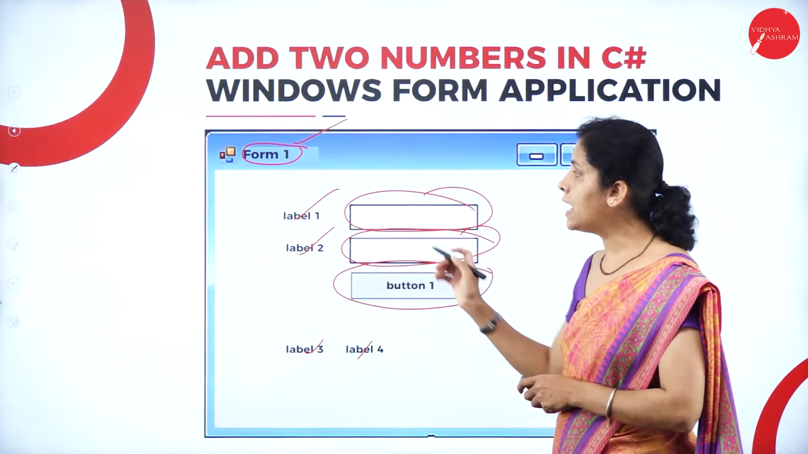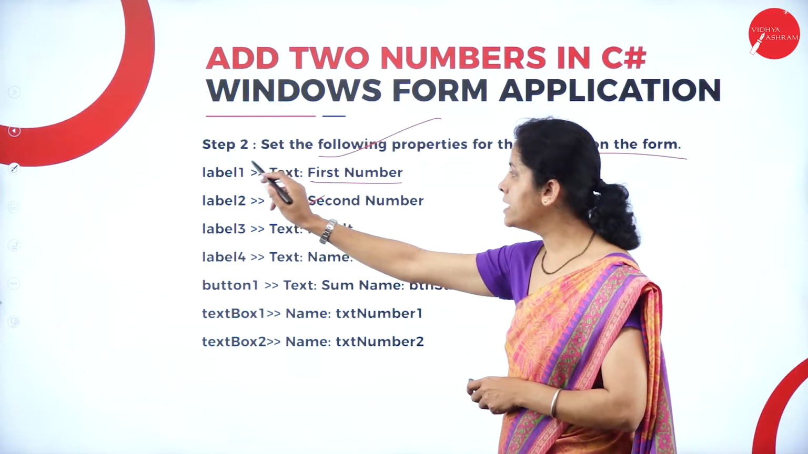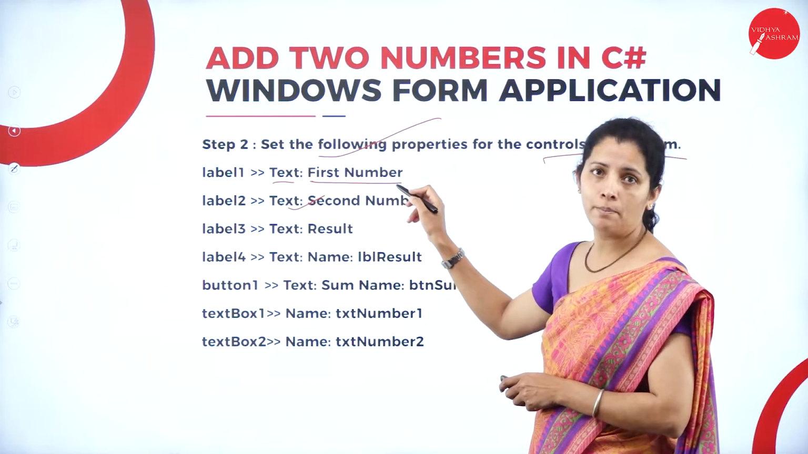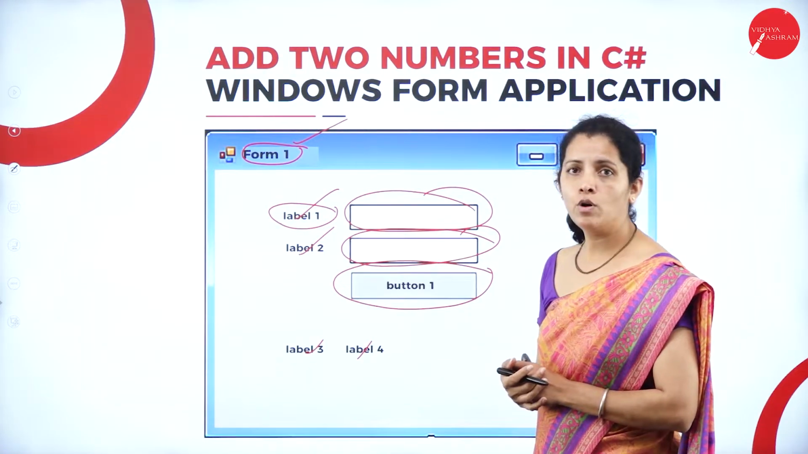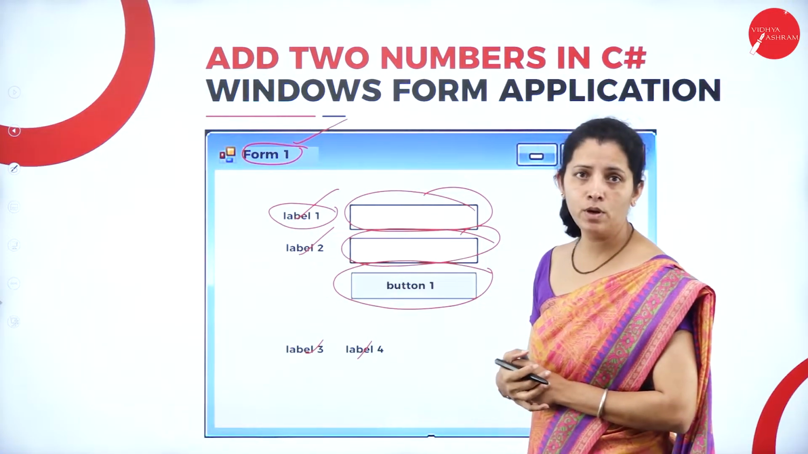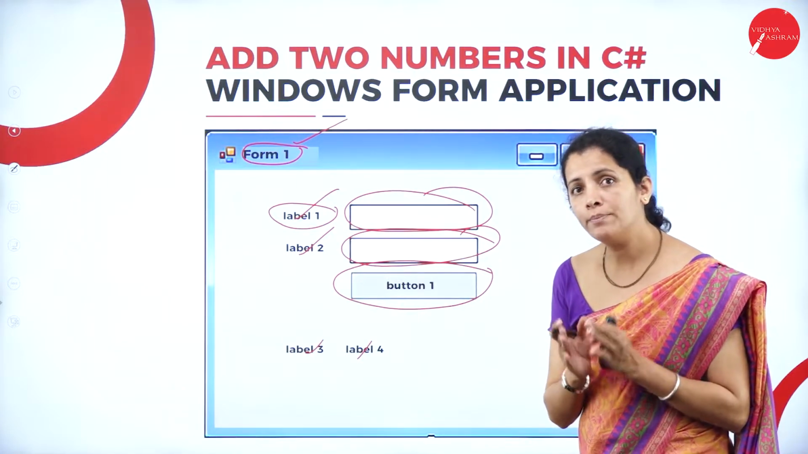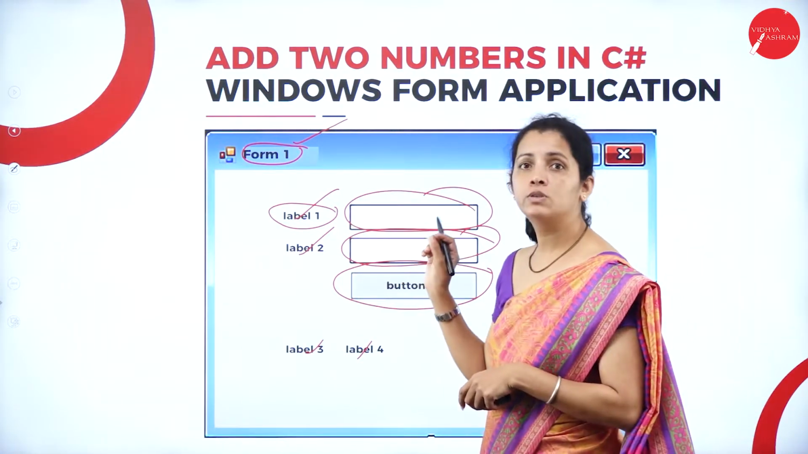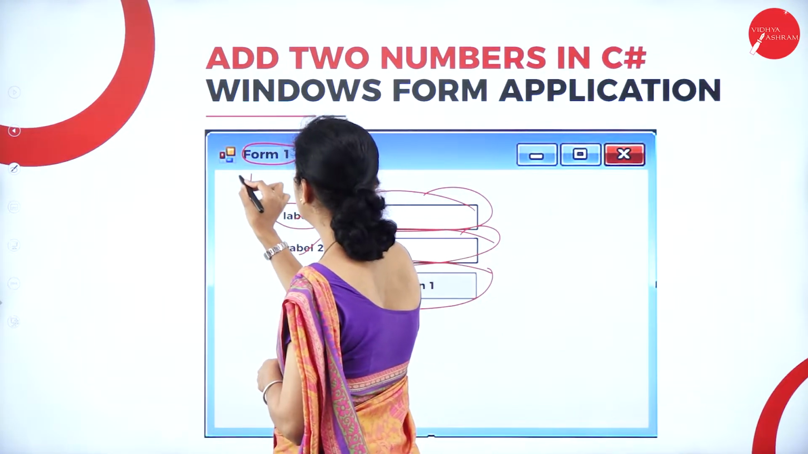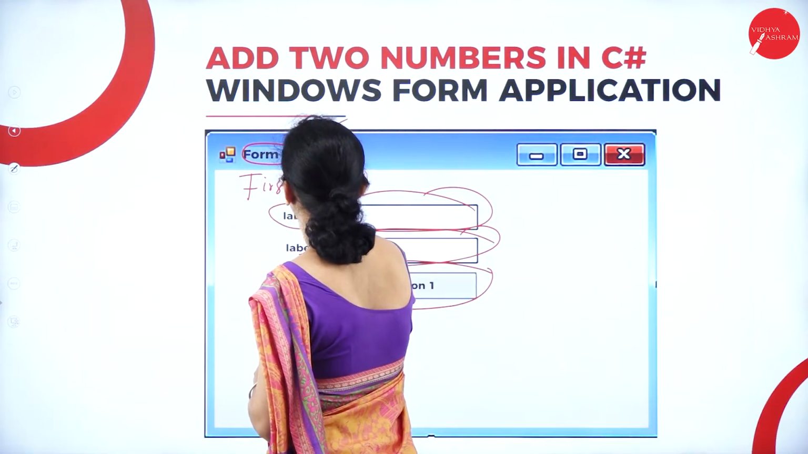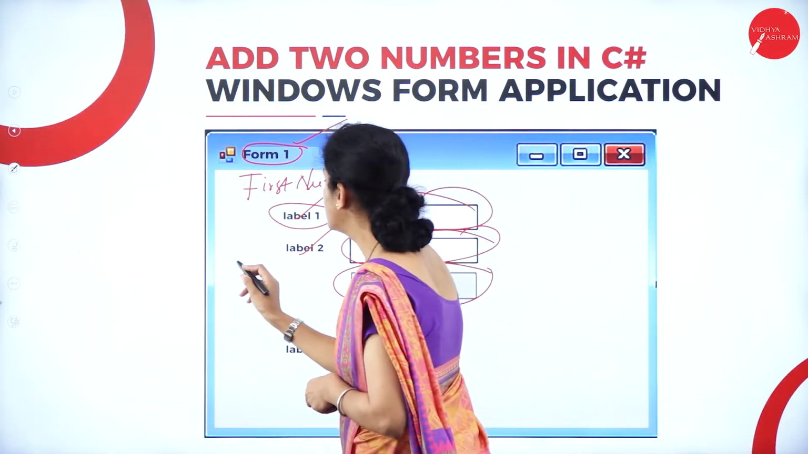Now, dear student, I want to change this label 1 to "first number". And where am I going to change it? For that, I place the mouse on label 1 and click the right button. When I click the right button, I'm going to get the properties. In the properties, I select the Text field and change the text to "first number". For the next label, it is "second number".